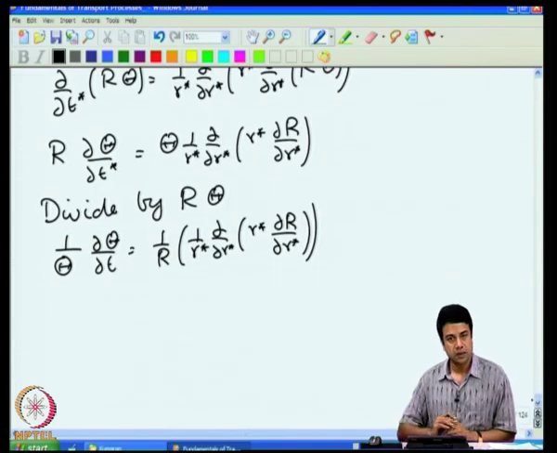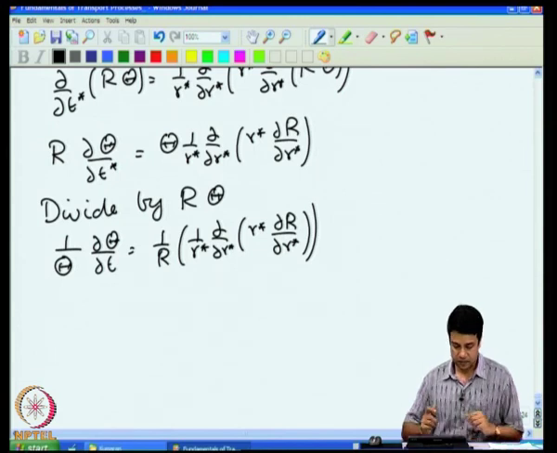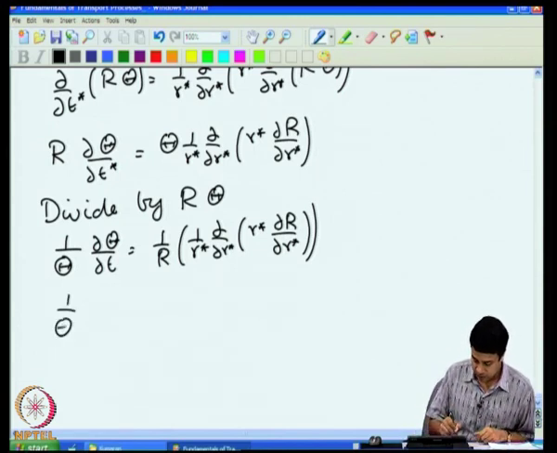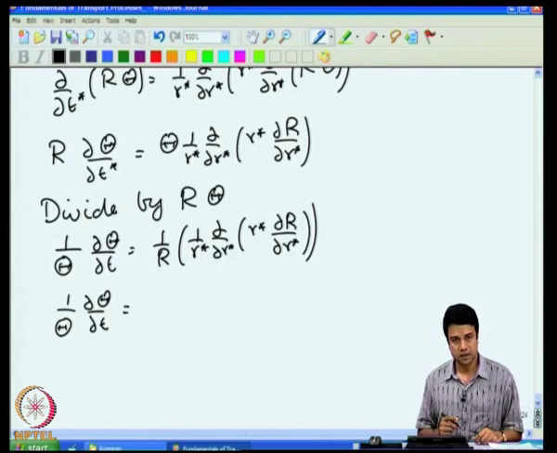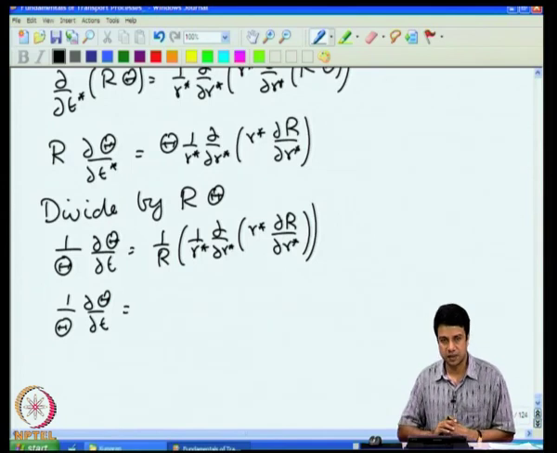Does that constant have to be positive or negative? We saw from our experience with the separation of variables in Cartesian coordinates that this constant has to be negative. In particular, I have an equation of the type (1/theta) d theta/dt has got to be equal to some constant. If this constant is positive, theta will increase exponentially in time.